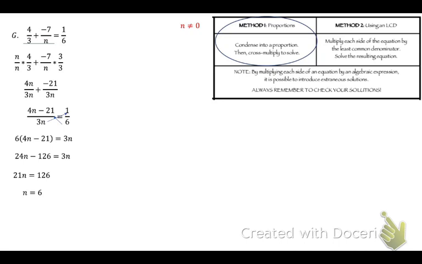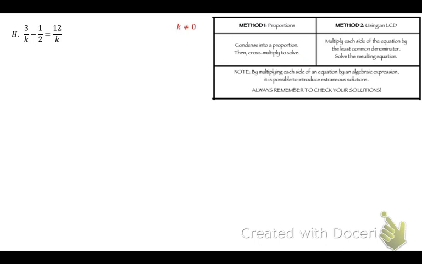Okay, let's do this one. So we have 3 over k minus 1/2 equals 12 over k. So first we have k cannot equal 0. Then we're going to distribute that subtraction sign. And now we're going to use this one with the least common denominator.